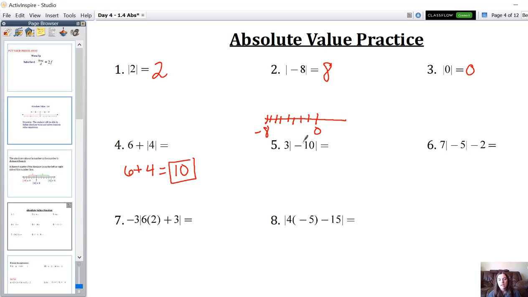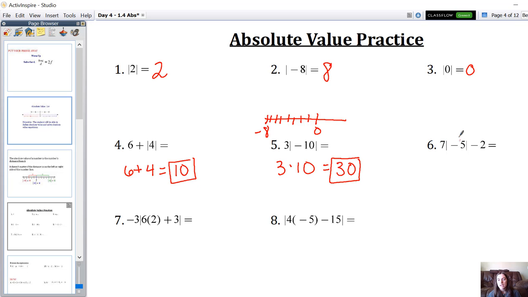Here we've got 3 and then the absolute value of negative 10. Now there's no operation sign in between the 3 and the absolute value bars, so that means we're going to do multiplication. So first let's figure out what the absolute value of negative 10 is. We still have this 3, and we're multiplying. And the absolute value of negative 10, it is 10 units away from 0, so now we have 3 times 10, which is 30.